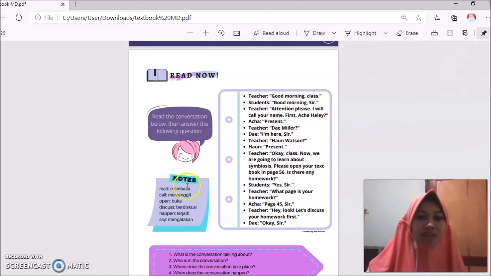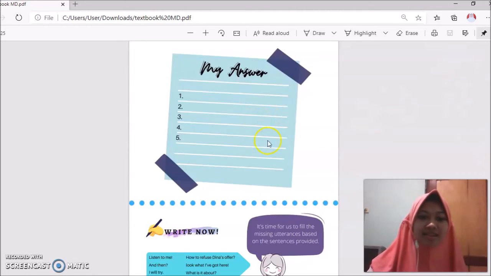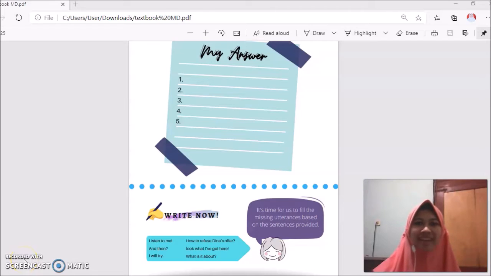Below the chat box, there is a note that contains some vocabulary used in the conversation. The vocabulary is equipped with Indonesian translation to make it easier for students to remember it. In addition, this is the answer sheet for the students to write their answer. Move to the next activity, that is writing.